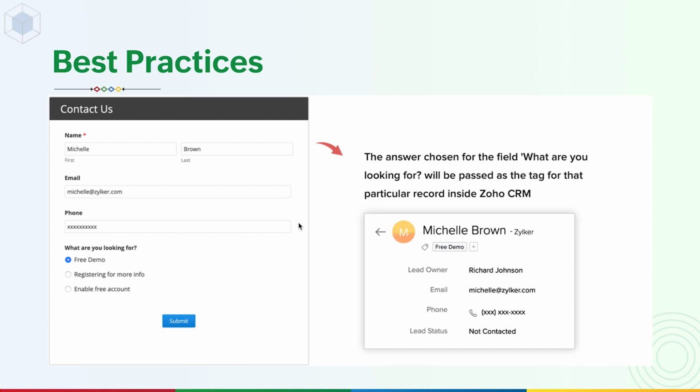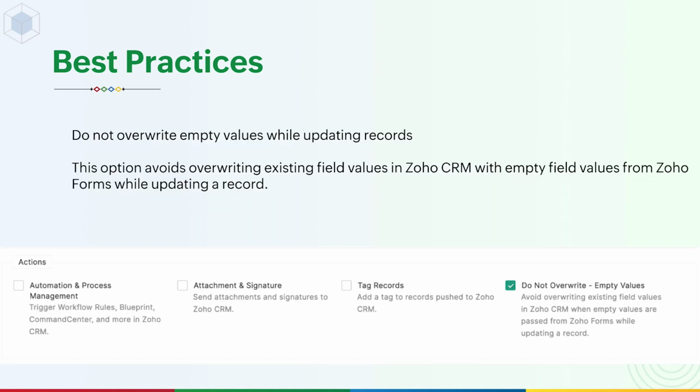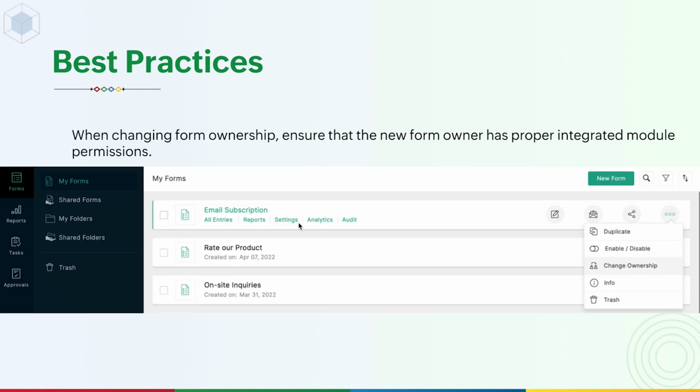Another practice while integrating to update existing Zoho CRM records is to enable the do not overwrite empty values option to avoid overwriting existing field values in Zoho CRM with empty field values from a form submission. If you change the form ownership that is integrated with Zoho CRM to a different user, ensure that the new form owner has the permissions required for the integrated module in Zoho CRM.